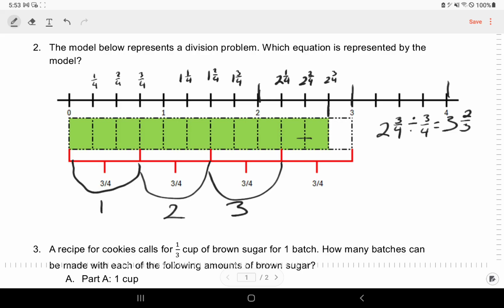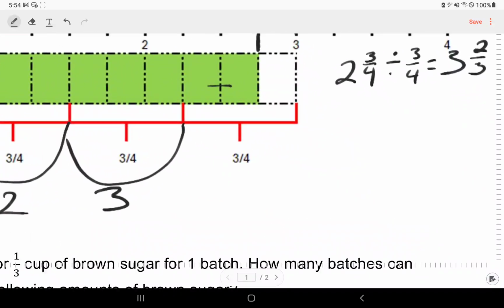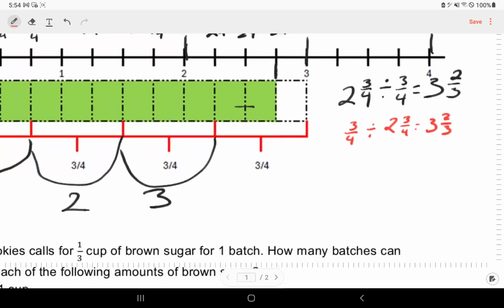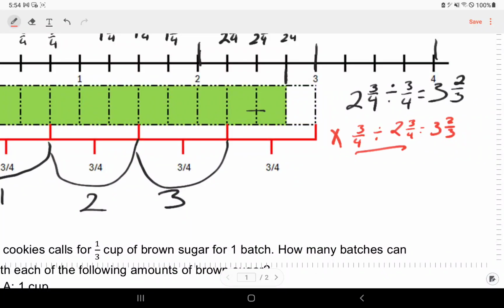Now, this will be an answer choice, but these will be the wrong answer choices. One answer choice might say 3/4 divided by 2 3/4 is 3 2/3. Well, that's backwards, so it's wrong. One answer choice might say 3 2/3 divided by 3/4 is 2 3/4. Well, this is the answer, so that's wrong.